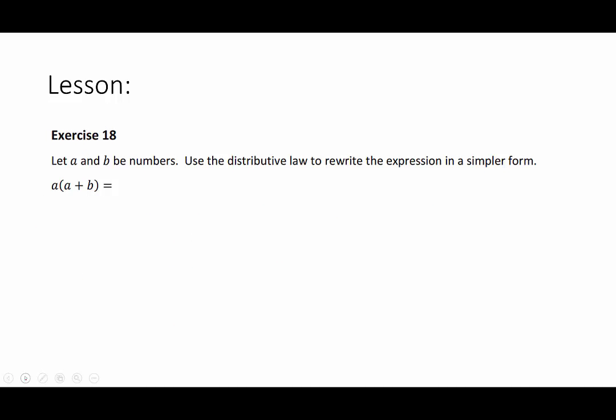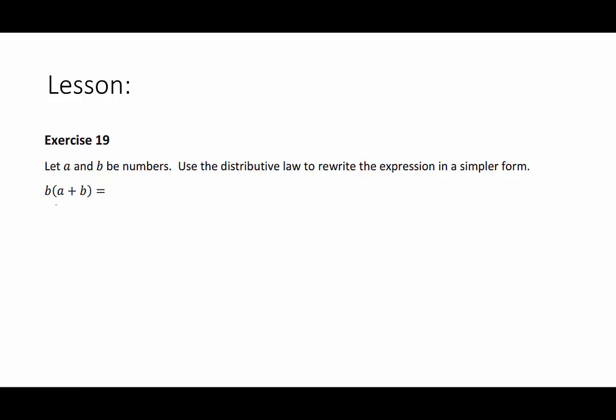Let's go ahead and try another one. Remember, the distributive property is going to tell us that we're going to multiply a to a and a to b as well. So when we multiply this out, we're going to get a times a plus a times b. If we have to write this in simplest form, we would write a squared plus ab. We can't combine these two because they don't have the same bases.